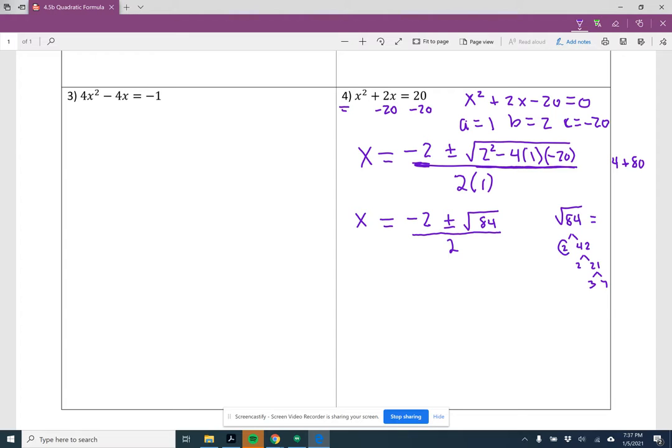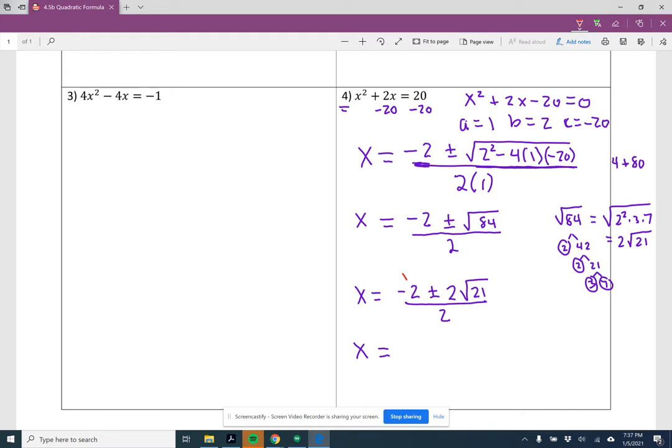21 is 3 times 7. So the 84 is 2 squared times 3 times 7. 2 squared comes out as a 2. 3 and 7 multiply back together to give me 21. So x equals negative 2 plus or minus the square root of 84, which is the same as 2 square root of 21. So we'll replace. And then everything in sight is even, so we can reduce. We'll take a 2 out of which pieces?